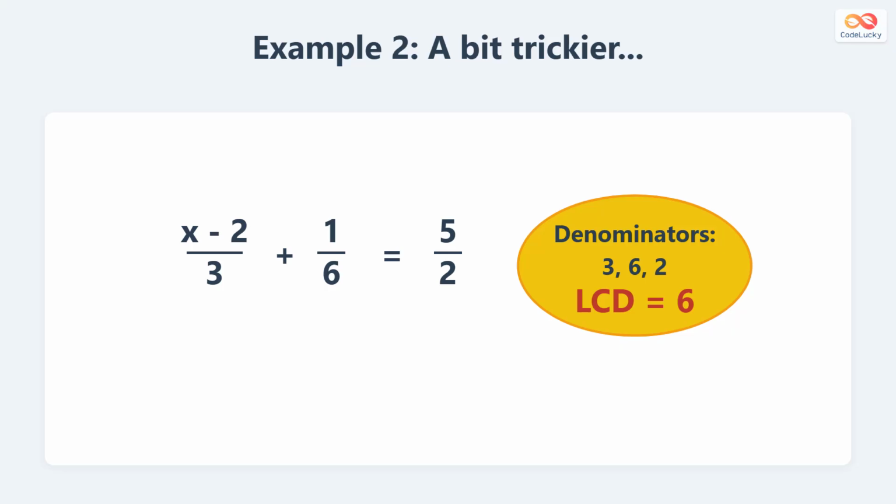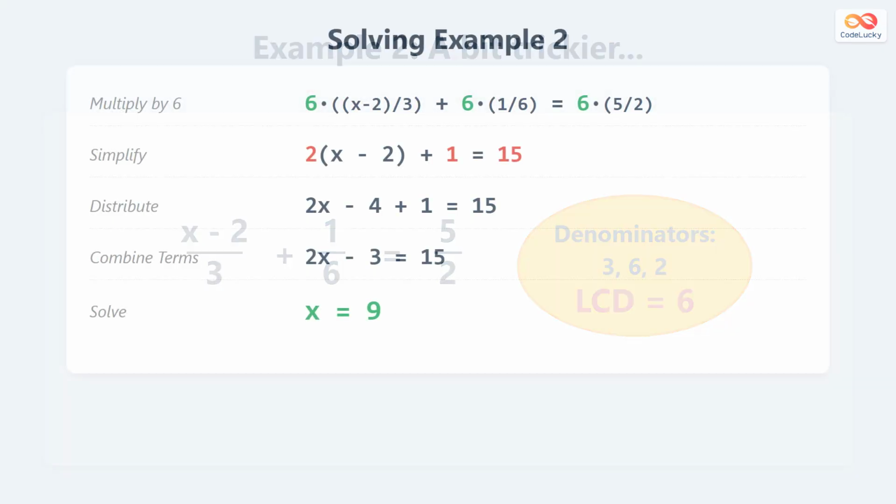Let's try a harder one. Here we have the quantity x minus 2 over 3 plus 1/6 equals 5 halves. Our denominators are 3, 6, and 2. The smallest number they all go into is 6. So, 6 is our LCD. We multiply every term by 6.